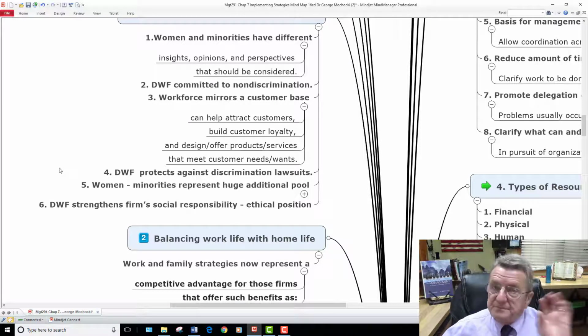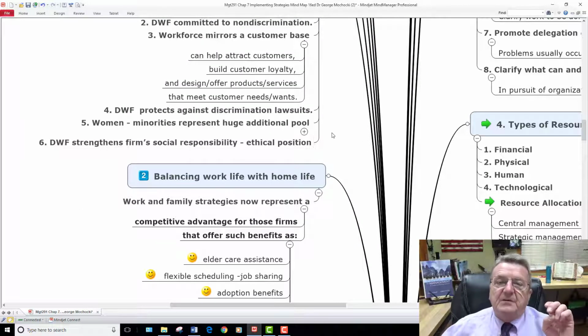All right, so it works out well to have a diverse workforce. And then you don't have to worry about, for lack of better words, having a government force affirmative action on you. It's a good representation. It's good business, good social. It's a good business model.